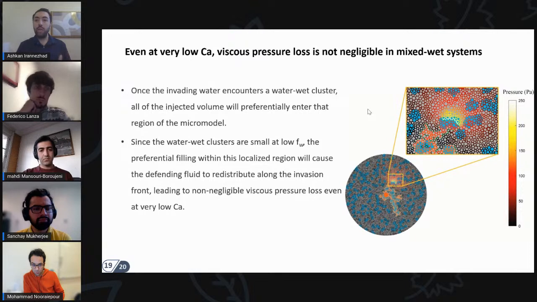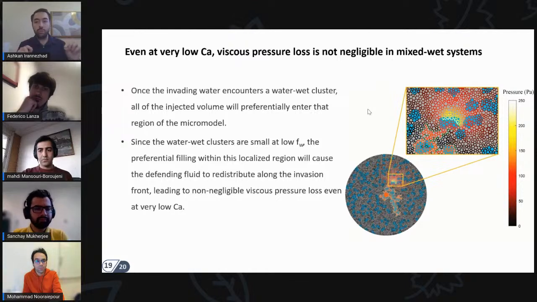So here we are looking at a pressure map inside the cell when the water is entering a water wet cluster. We see that in this case, all the injection volume at this time step will preferentially enter that small region of the macro model, the water wet region. And because the water wet clusters are small at low wettability fractions, the preferential filling within this localized region will cause the defending fluid to redistribute along the fluid invasion front.